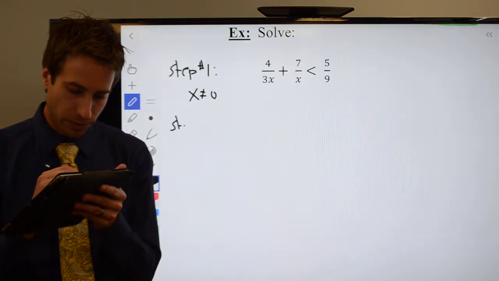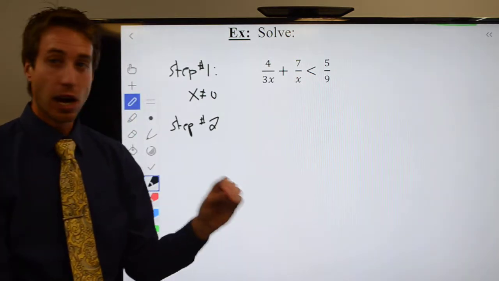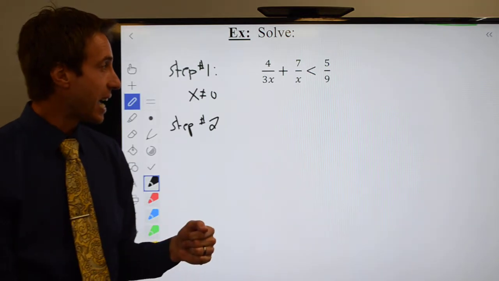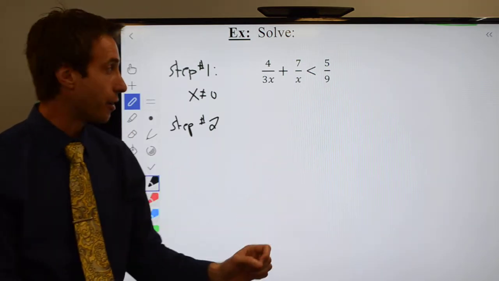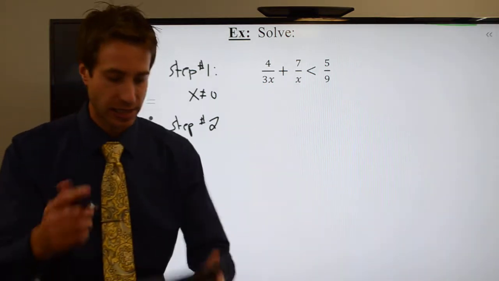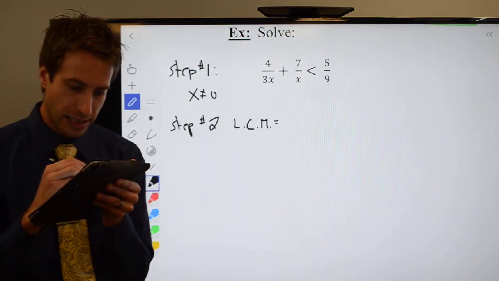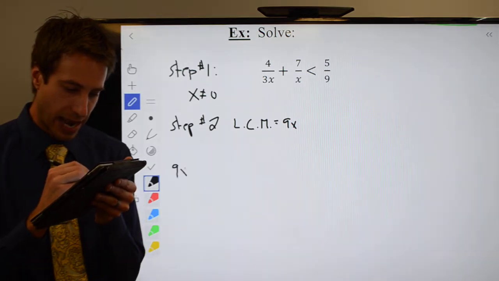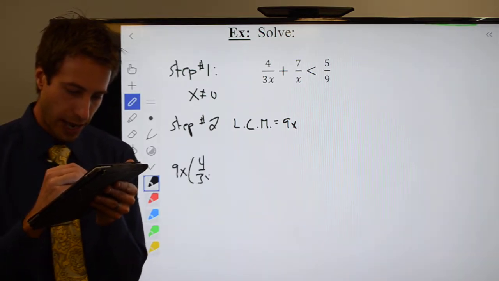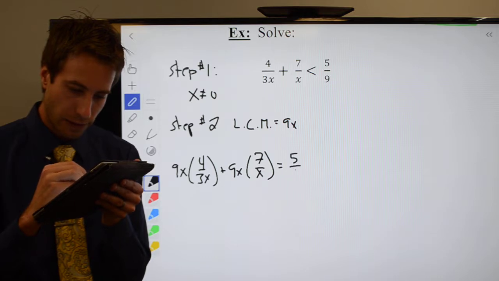Step number 2. I know I need to solve the related rational equation, but I take a look at this, and here's what I see. 9 is a 3 squared. This would factor into a 3x, and that would just be an x. Well, 3 squared is 9 and x, so your LCM, you should be able to pretty quickly tell, is 9x. So here we go. We have 9x times 4 over 3x plus 9x times 7 over x is equal to 5/9 times 9x.